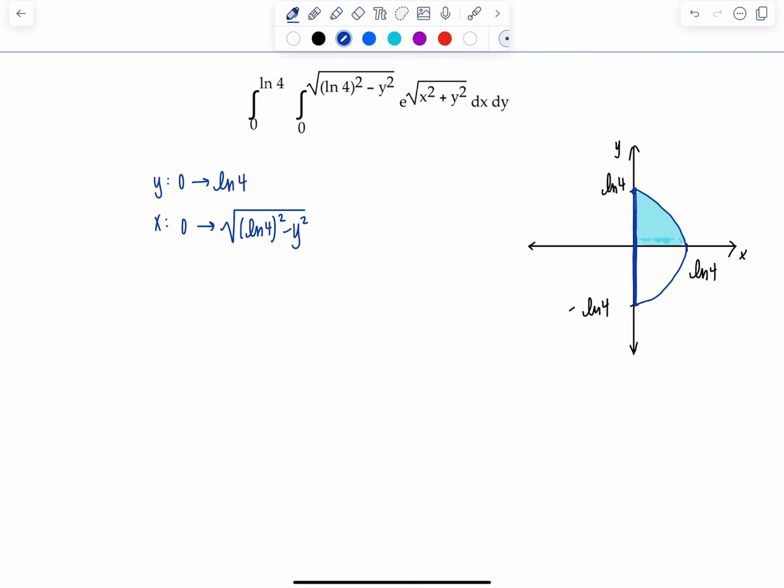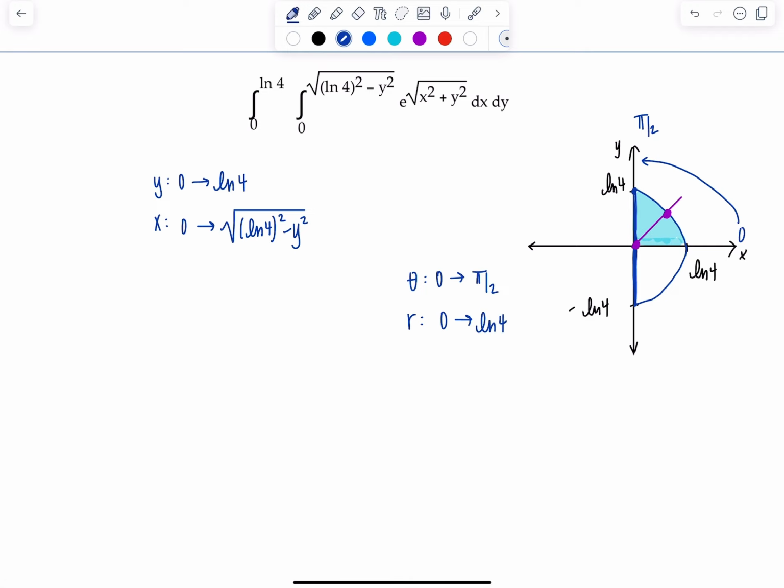That's fine. So tell me, what would the limits for theta and r be if we're going to switch this to a polar integral? So theta, only a quarter circle. Theta starting from 0 and going all the way to pi over 2. And then r starts at 0 and goes outward. What is this? This is the radius of the circle, which is just natural log of 4. So 0 to ln of 4.